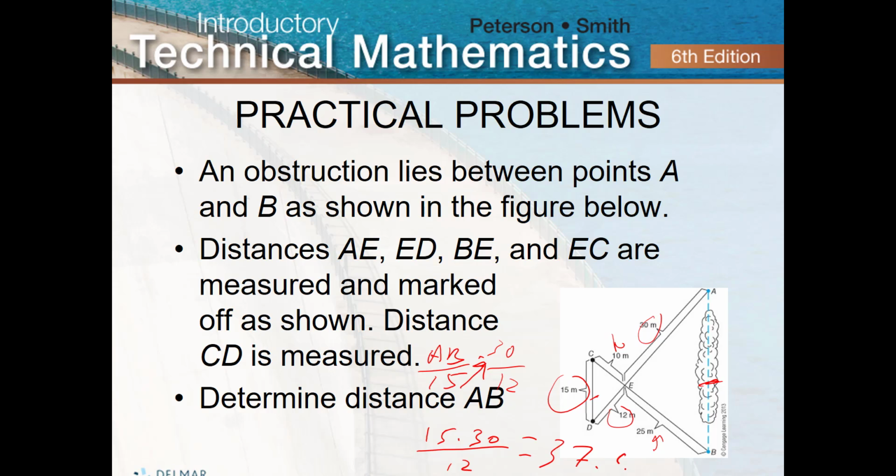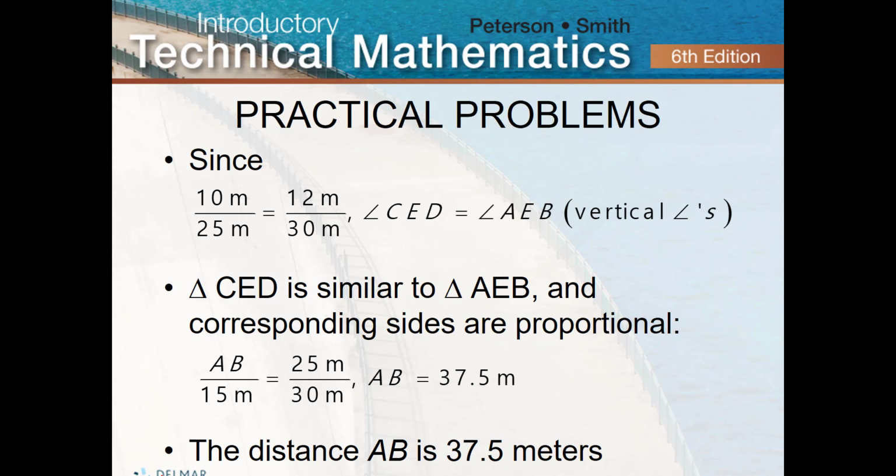37.5. Now, if I set it up using the other side, again I'd have to use the 15, and then I'm going to use the 10 and the 25. 10 is going to be on the bottom, times 25. That also equals 37.5. So either way you cut it, it works. I hope this makes sense. If you have questions, email me, call me, text me, whatever, and we'll figure it out.